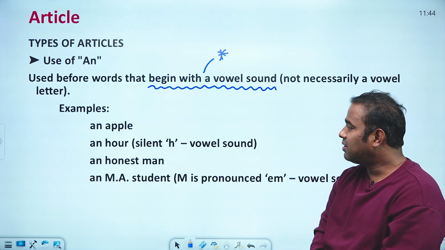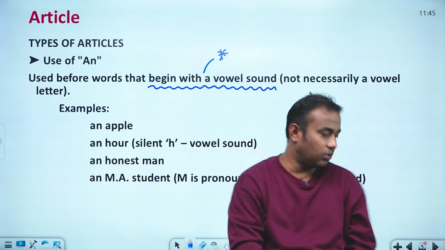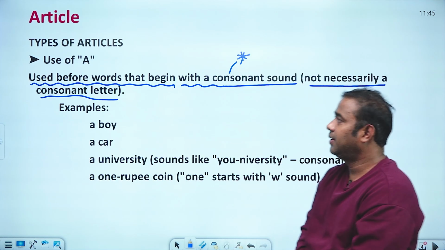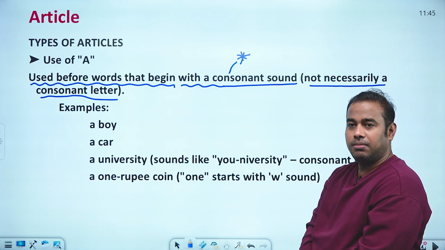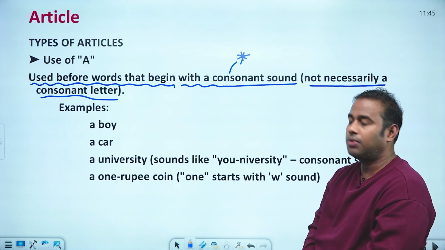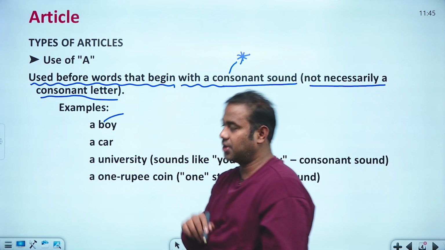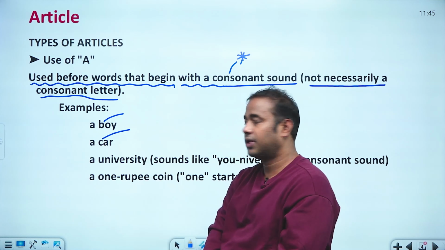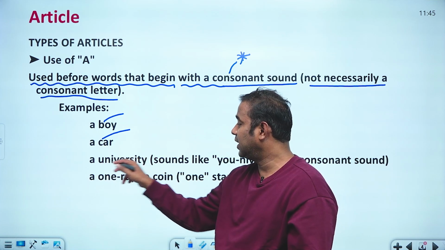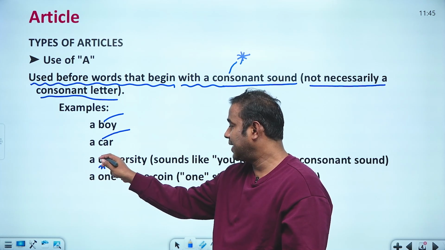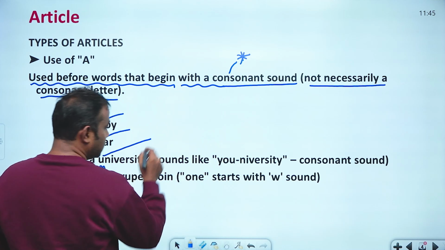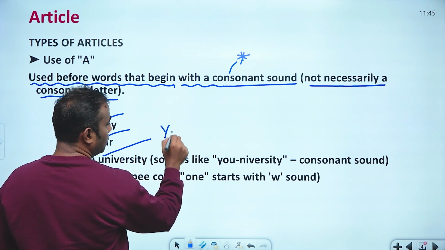Several students generally make this mistake. So for example, look at the points here, one by one. A is used when a word begins with a consonant sound. For example, a boy: B is a consonant sound. A car: B is a consonant sound. But if you look at a university, U is basically a vowel, but it sounds like "yoo". It's not even "oo", it's "yoo".